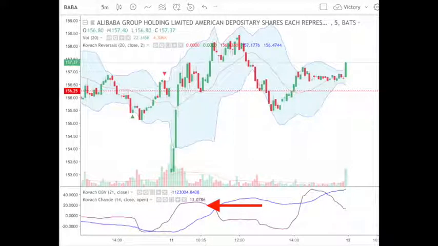Also note that the short-term momentum shown by the purple line has let off a little bit, while the long-term momentum shown by the blue line is still very strong. This is an optimal trading setup.